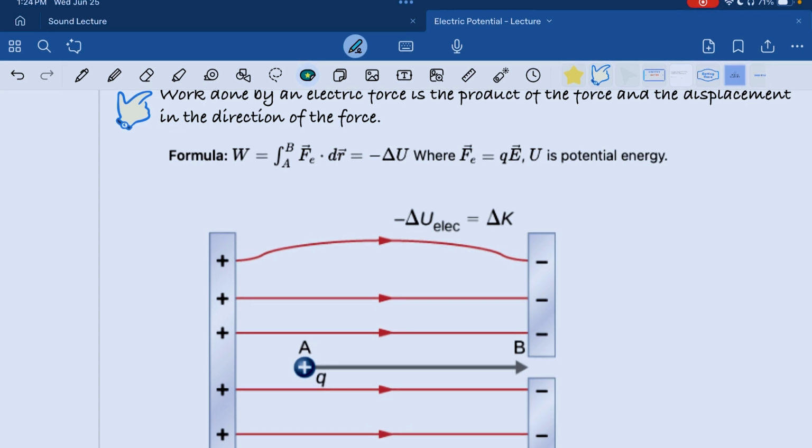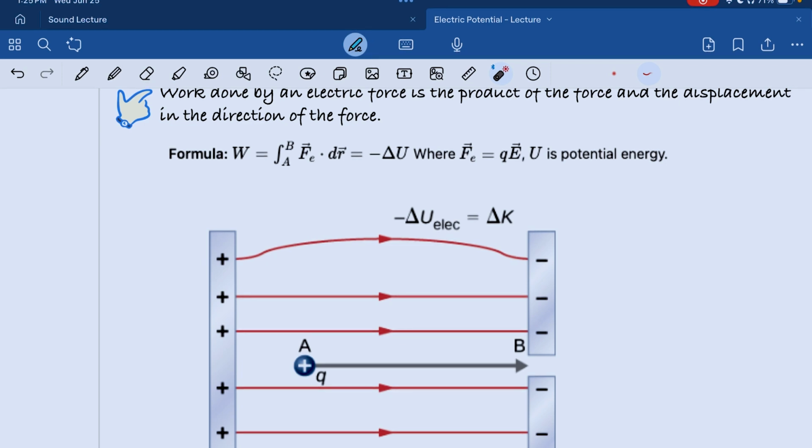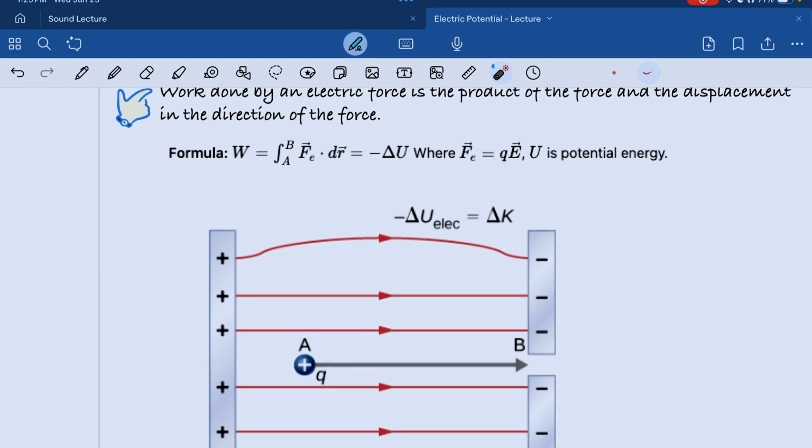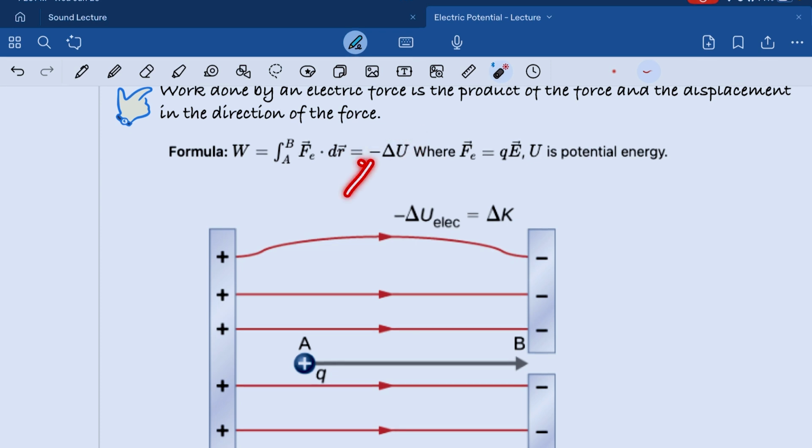Now, coming back to this example, the work done by an electric field is defined as the line integral of the force over displacement. The line integral means you have to integrate over the path taken. In this case, the force is QE, as we have seen in the previous chapter. And work always involves change in potential energy. This formula shows that when work is done by the field, the potential energy decreases, as shown by the negative sign.